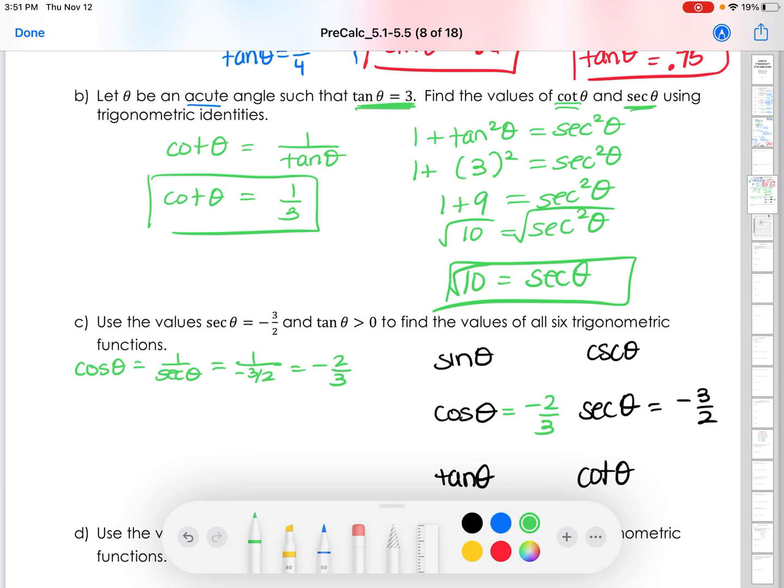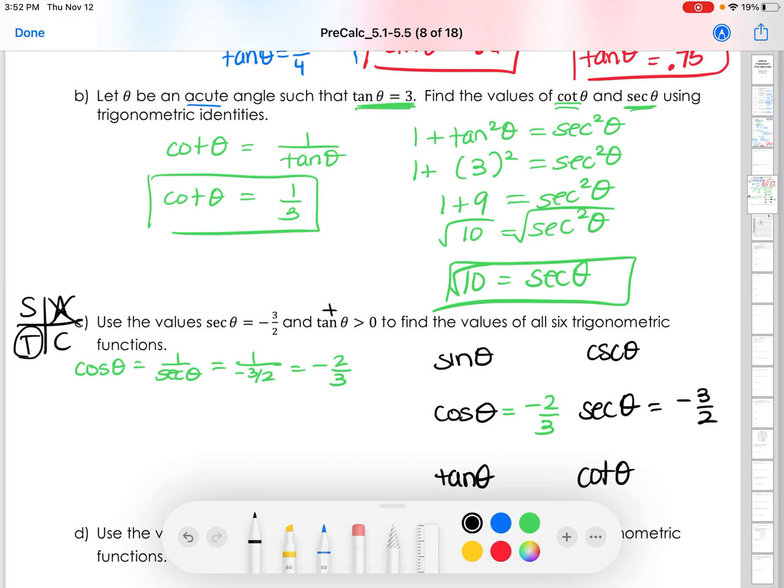We also know something, because we're given that tan is greater than 0, that means tan is positive. We know that secant is negative and cosine is negative, so let's think about what quadrant we're in. We can't be in the first quadrant because we have negative values already. But we want to be where tangent will be positive, and that is quadrant number 3. So tan should be positive, but sine and cosecant should both end up being negative.